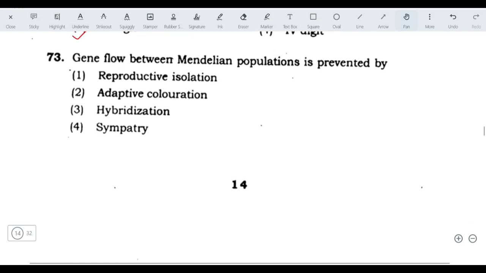Gene flow between Mendelian populations is prevented by. The answer here is reproductive isolation. It is a mechanism such as differences in mating behavior, incompatible gametes, or sterile hybrids, which prevent interbreeding between populations, so restrict the exchange of genetic material and prevent gene flow.